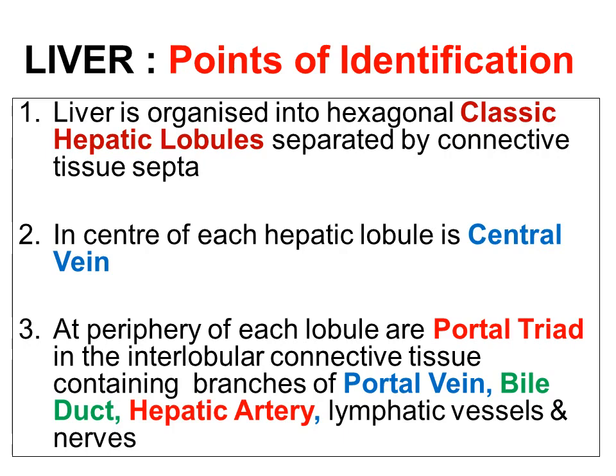So if we discuss the liver's points of identification again, it is organized into hexagonal classic hepatic lobules that are separated by connective tissue septa known as interlobular connective tissue septa. The center of each hepatic lobule is the central vein. At the periphery of each lobule are the portal triads in the interlobular connective tissue septa, which contain the branches of the portal vein, bile duct and hepatic artery forming the portal triad, and also lymphatic vessels and nerves.